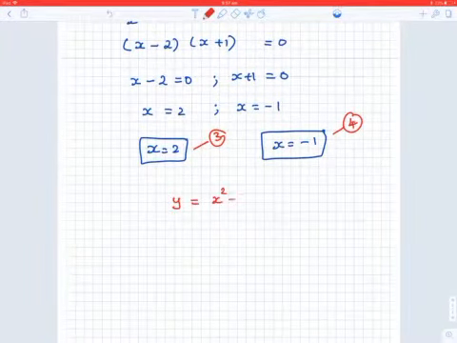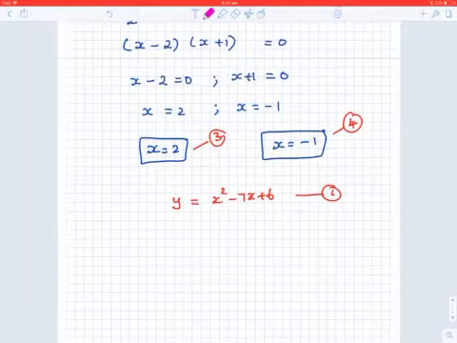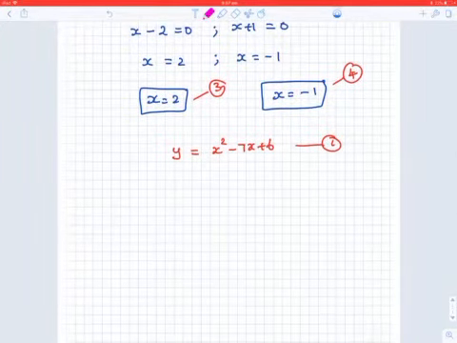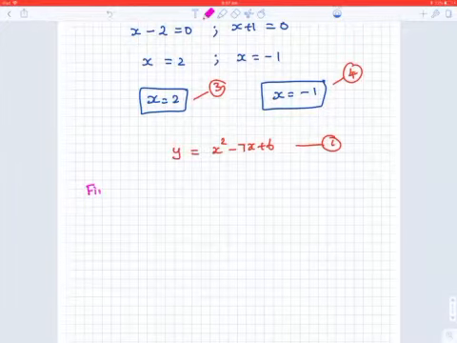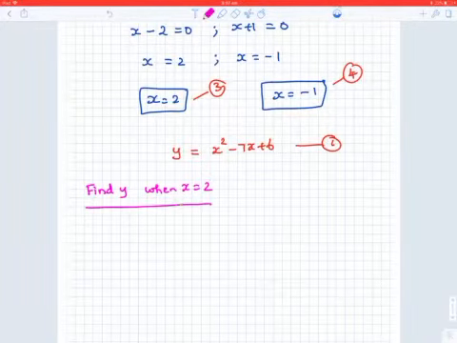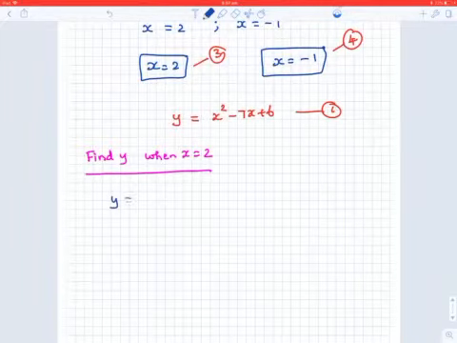Okay, we got only the x values. We have to find the y values. So what I'm going to do is write equation 1 again. Equation 1 is y equals x squared minus 7x plus 6. This is my equation 1. First I'm going to sub x equals 2 and find y. So I'm finding y when x is 2.